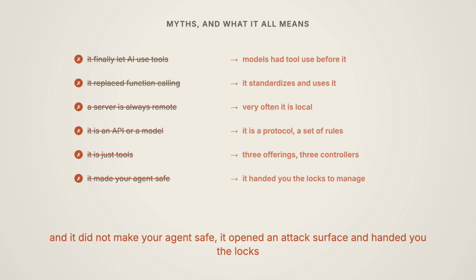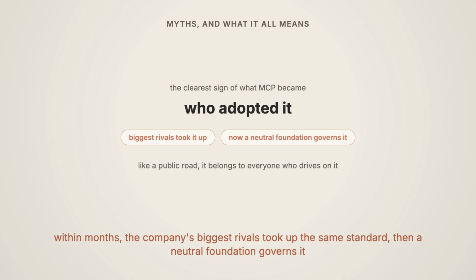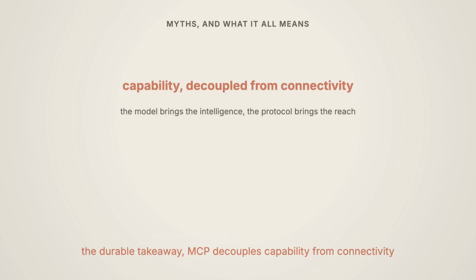Now the meaning. The clearest sign of what MCP became is who adopted it. Within months, the company's biggest rivals took up the very same standard, and then it was handed to a neutral foundation to govern, the way a public road belongs to everyone who drives on it. The durable takeaway is that MCP decouples capability from connectivity. The model brings the intelligence, the protocol brings the reach. Any model can talk to any tool, and any tool written once serves every model.